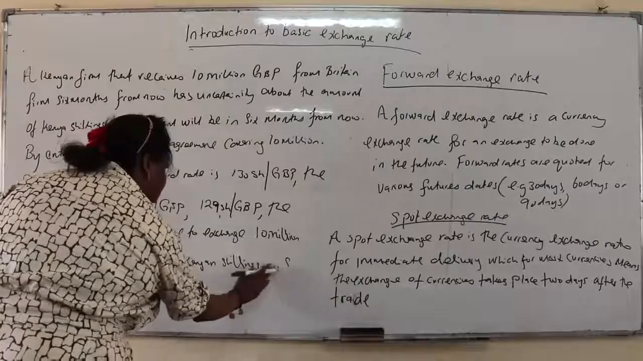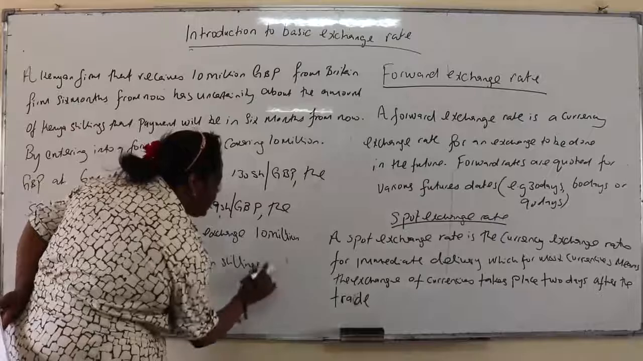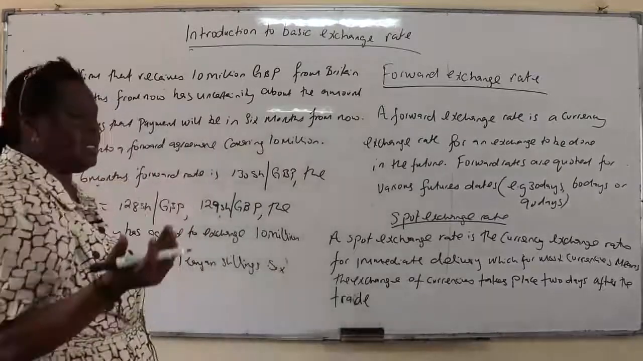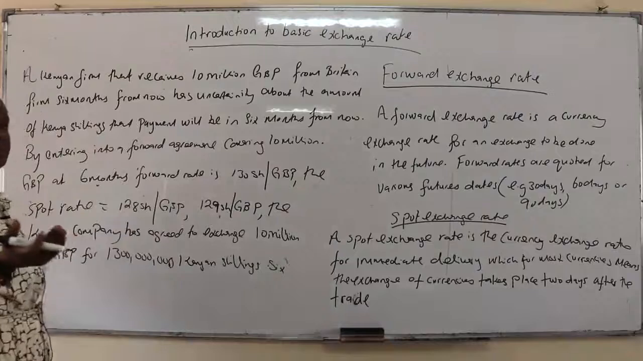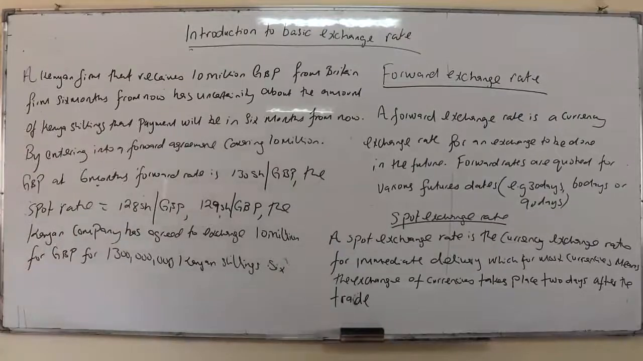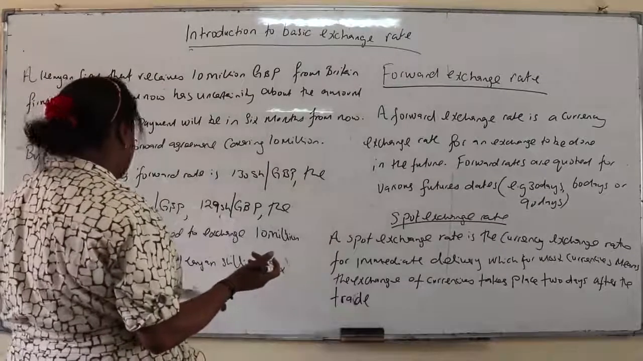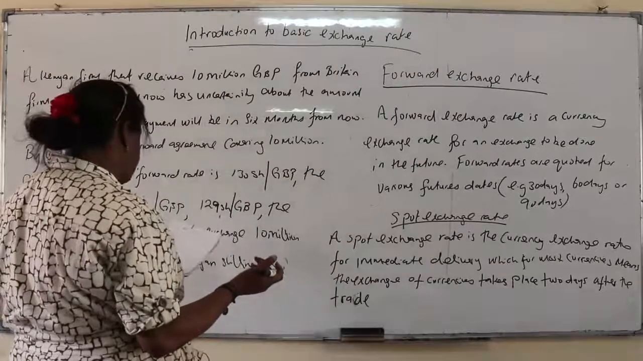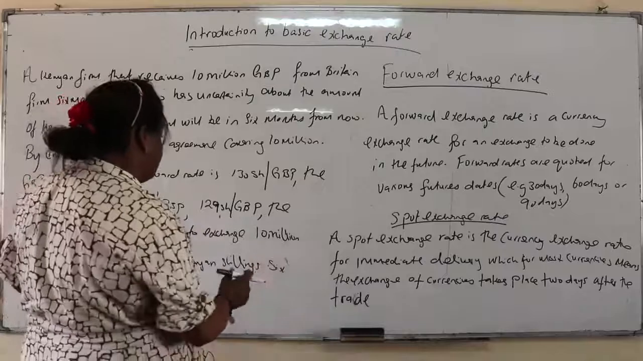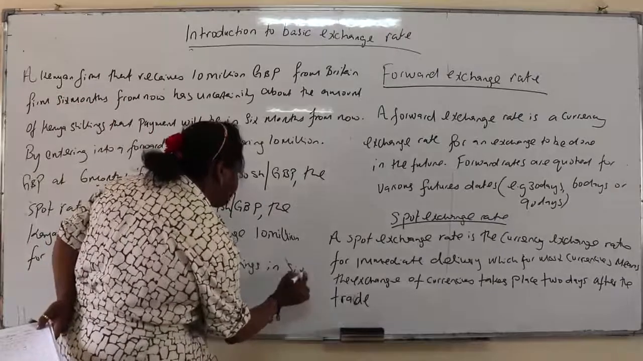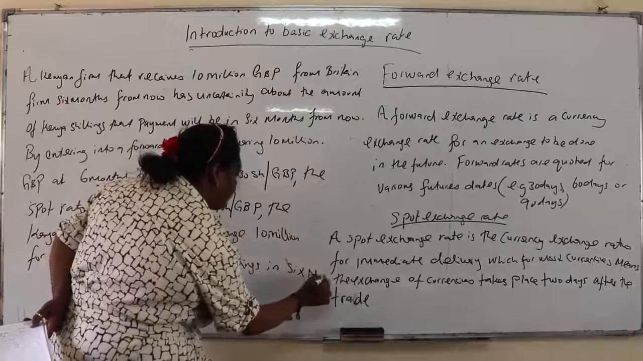Of course, even when you enter into this agreement, you pay a commission, but we shall look at that much later when we are looking at locational arbitrage and covered interest arbitrage. So 1.3 billion Kenya shillings in 6 months.